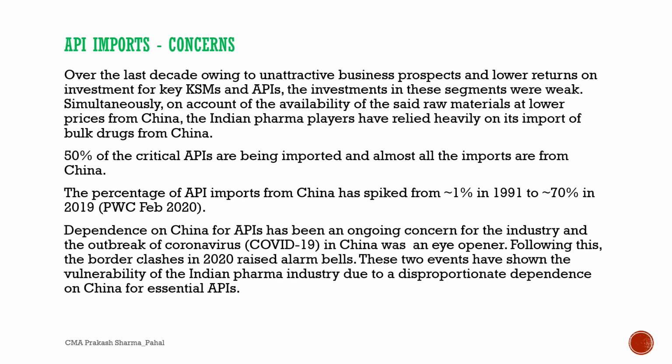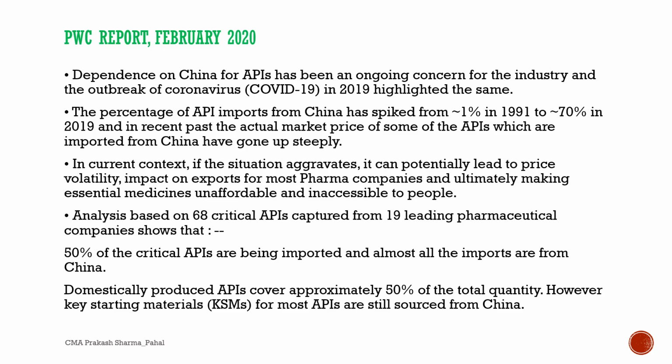Dependence on China for APIs has been an ongoing concern for the industry, and the outbreak of coronavirus COVID-19 in China was an eye-opener. Following this, the border clashes in 2020 raised alarm bells. These two events have shown the vulnerability of the Indian pharma industry due to a disproportionate dependence on China for essential APIs. The PwC report released in February 2020 says the percentage of API imports from China has spiked from around 1% in 1991 to 70% in 2019, and in the recent past the actual market price of some of the APIs imported from China has gone up steeply. In the current context, if the situation aggravates, it can potentially lead to price volatility and impact on exports for most pharma companies, ultimately making essential medicines unaffordable and inaccessible to people.